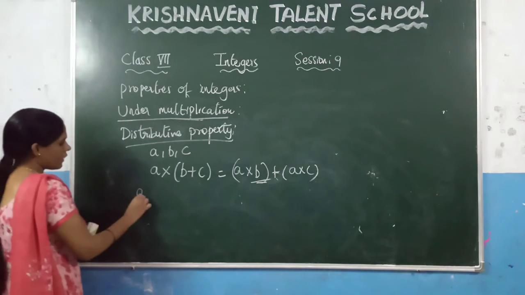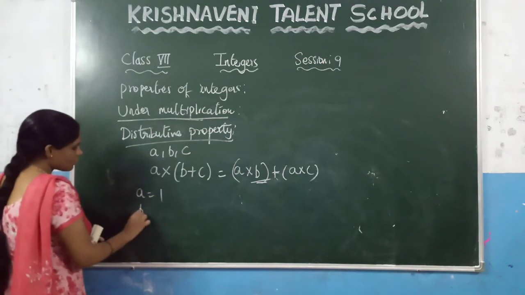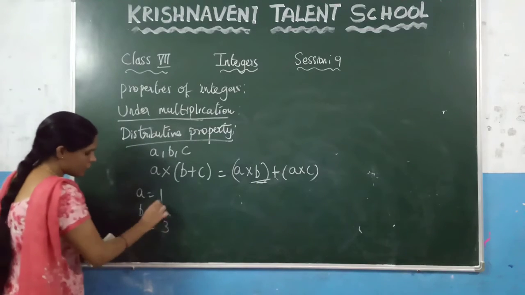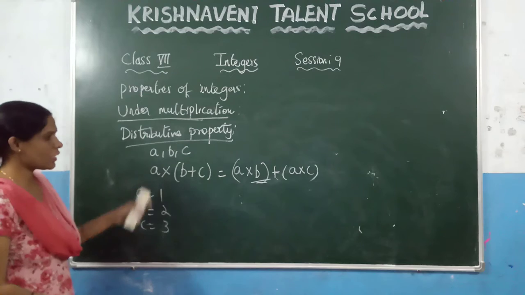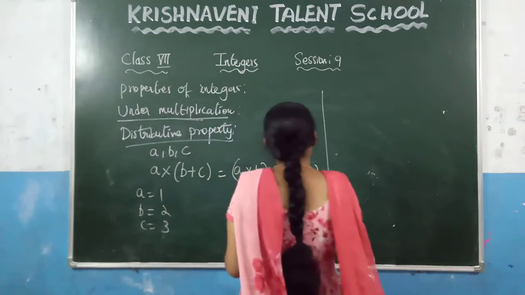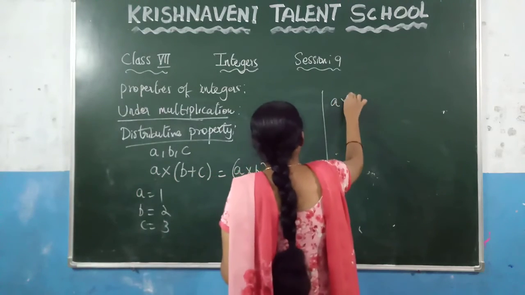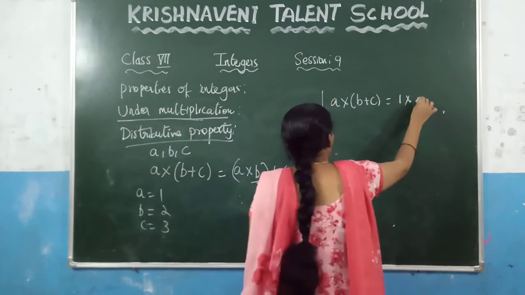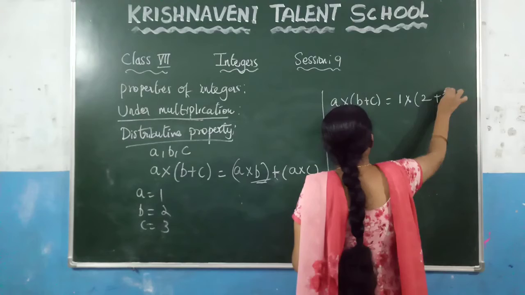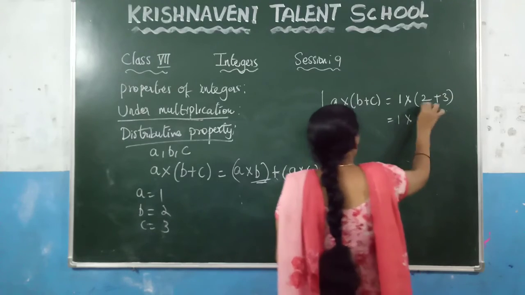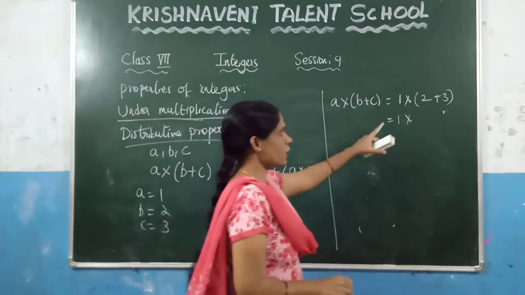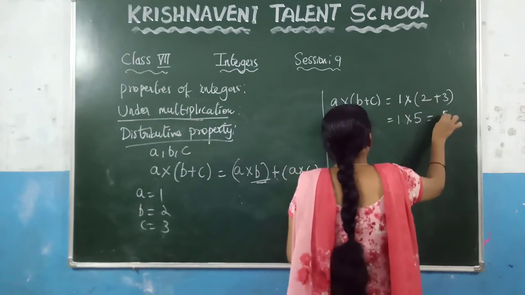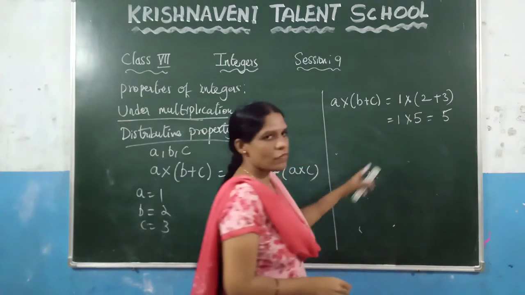Let us consider a value as 1, b value as 2 and c value as 3. You know that these 3 are integers. Now check for the LHS. It states a into (b plus c). What is the value of a? 1, b value 2, c value 3. We need to find the value in the brackets first. So what is the value of 2 plus 3? 5. You know that 1 into 5 is 5. This is the value of LHS.